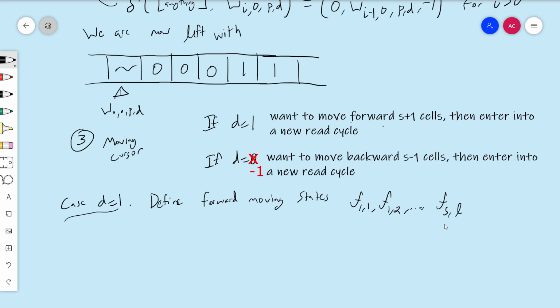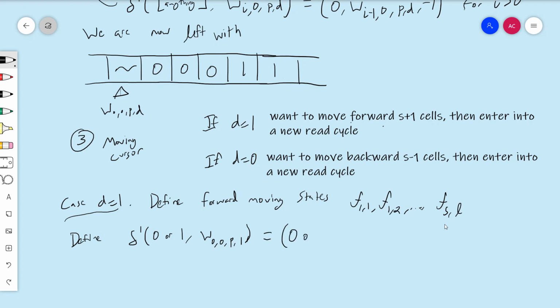So I keep the index. I need to keep the information about the state that I'm in, which is going to be P. That'll be right here, and then I need to increment up until S. So I know it's S plus 1, but you'll see what I mean. So then define delta prime of 0 or 1, doesn't matter, W0, 0, P, D, that's the first order of business. And I'm dealing with a 1 case, so I can assume this is a 1. That will equal, well, I want to move forward, and I want to transition into the moving state.